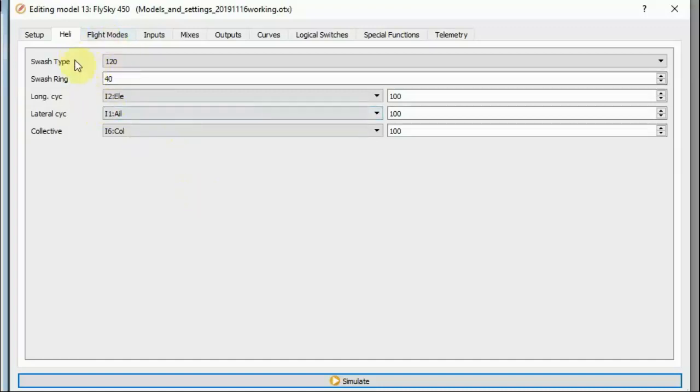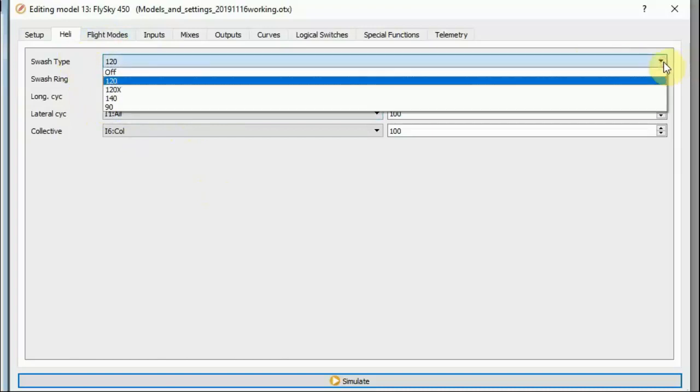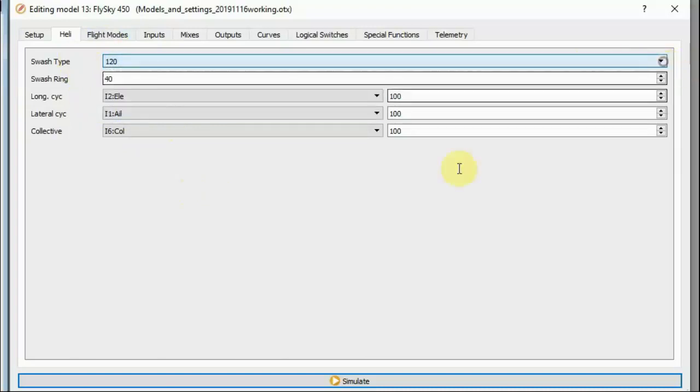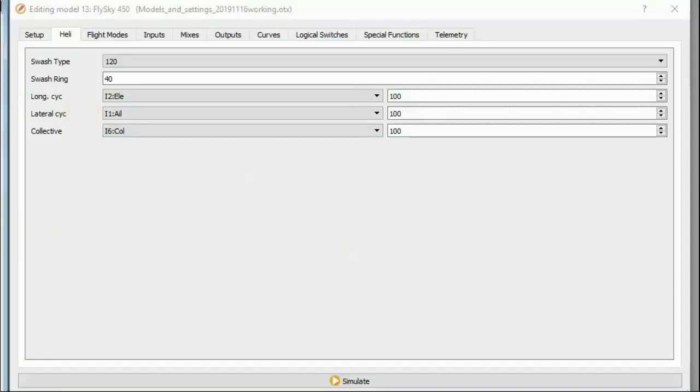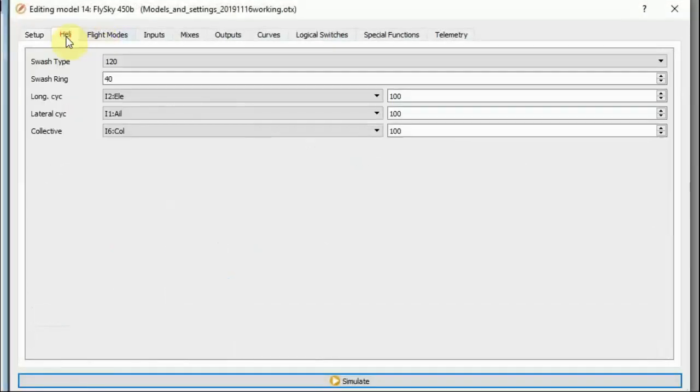Okay, so what we set on this Heli page is the swash type. By far the most common swash type is 120. Sometimes 120X is required. Actually, I have a feeling this helicopter actually did require 120X. I'll see in a minute when I look at other versions of this model, because I'm going to show you a couple of different versions of this model. Actually, let me just look at the second version a moment. No, I've still got that set as 120, so maybe 120 did work.